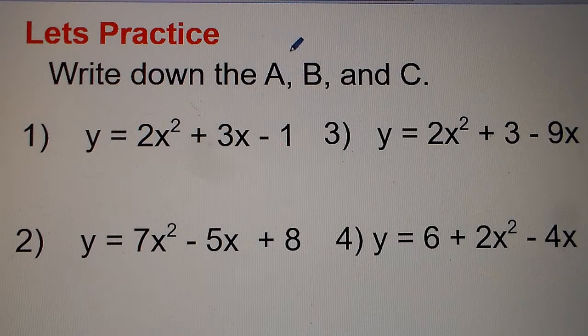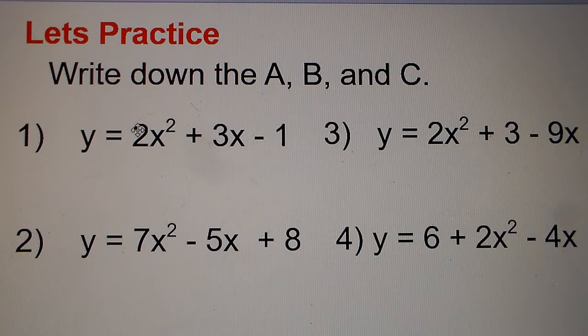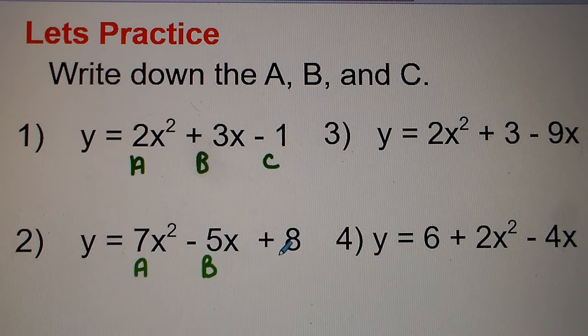Let's first practice writing and identifying the a, b, and c with these four equations here. With problem number 1, we have 2x squared plus 3x minus 1. Well, the a is always the sign and the number in front of the x squared, so that's my a. My b is the sign and number in front of the x value to the power of 1. And the c is the constant, negative 1. One more time, the sign and number in front of the x squared value is our a value. The sign and number in front of the x value is our b. And then the constant is our c.